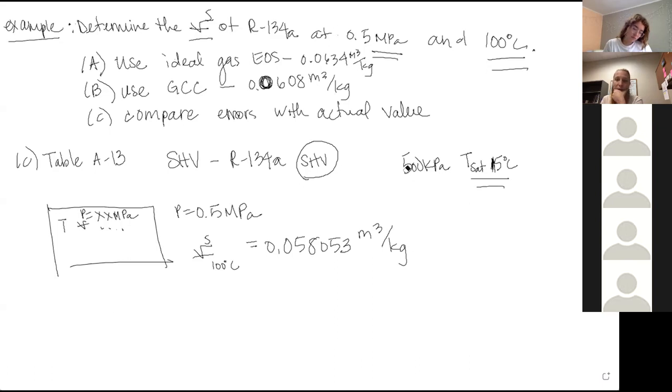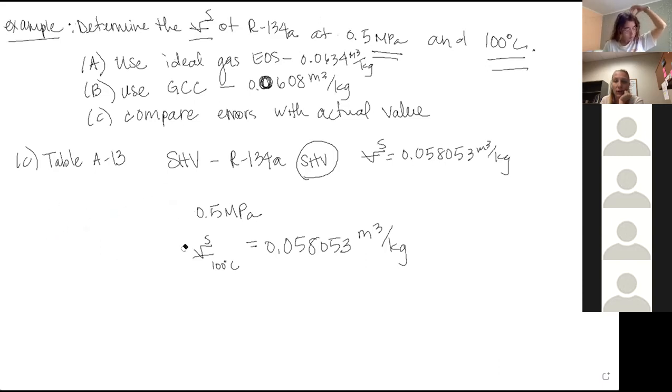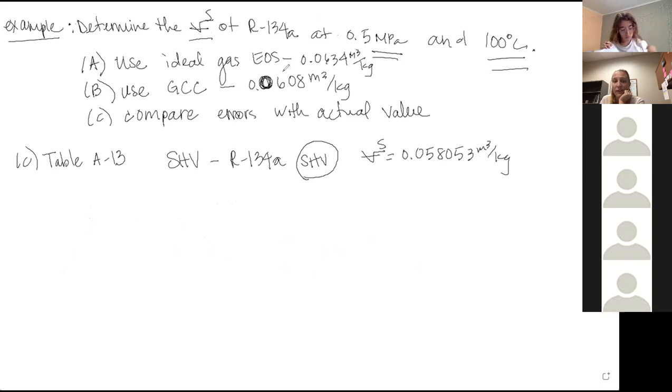All right, so based on looking it up in the table, we know that the specific volume at 100 degrees Celsius and 0.5 megapascal should be 0.058053 cubic meter per kilogram. And in part A, we found that it was 0.634, and in part B, we found 0.068 cubic meter per kilogram. So we can see right off the bat that the generalized compressibility table was closer.